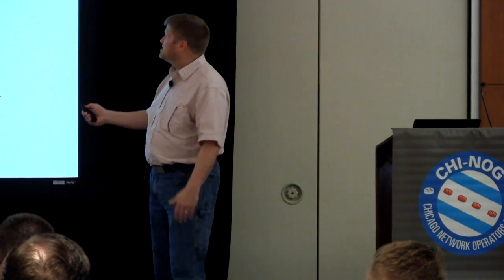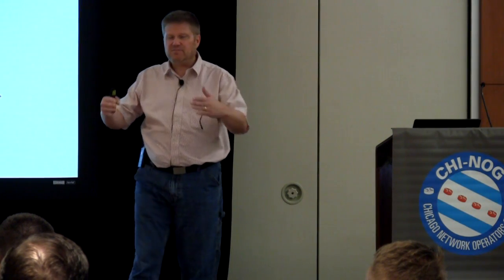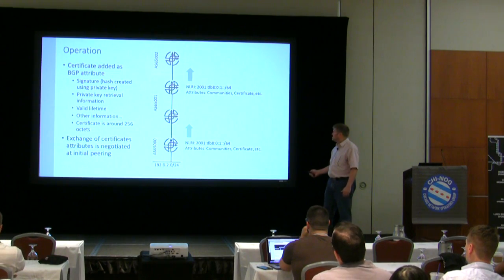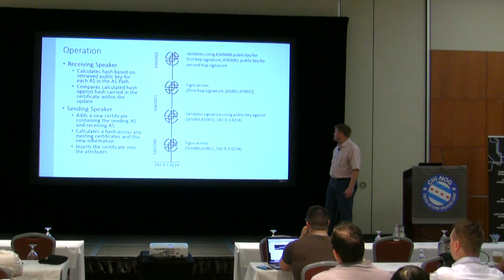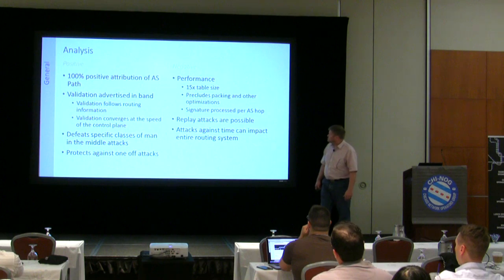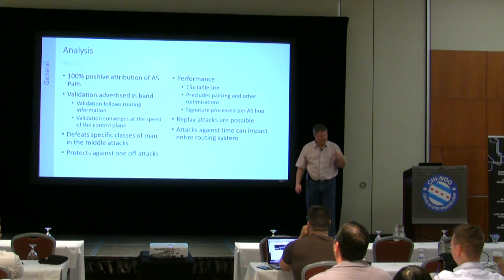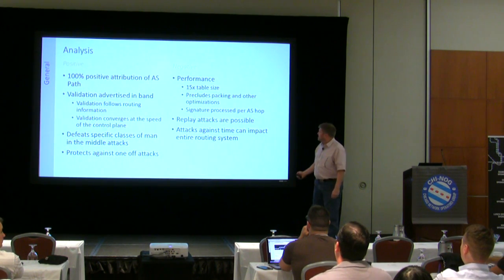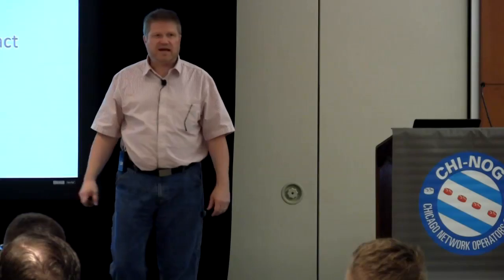So it's like an onion peel. When somebody beyond 65002 gets it, they unpeel the onion by looking at everyone's certificate, running all the certificates, using the public key to validate the hash on each one of those signatures and make sure that the AS path is correct. Analysis. So this is my analysis of BGPsec. 100% positive attribution of AS path.